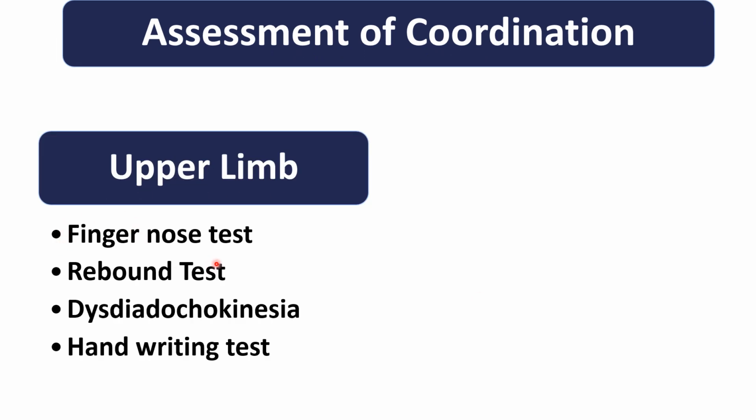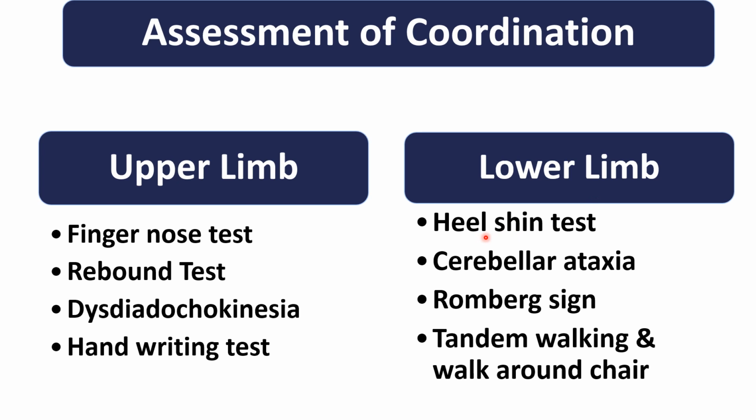So what are the various coordination tests? In upper limb, finger nose test, rebound test, dysdiadochokinesia, handwriting test. In lower limb, heel shin test, cerebellar ataxia, Romberg sign, tandem walking, walk around chair. Details of all these tests I will cover in cerebellar function assessment.